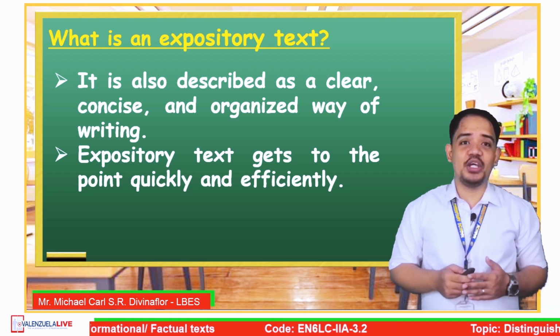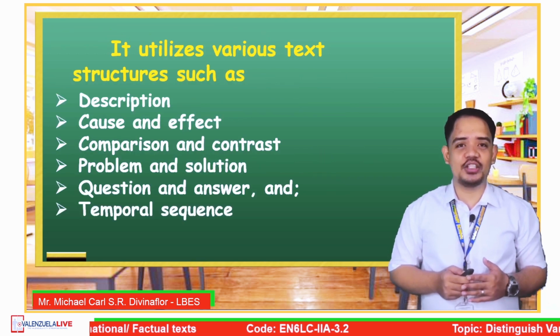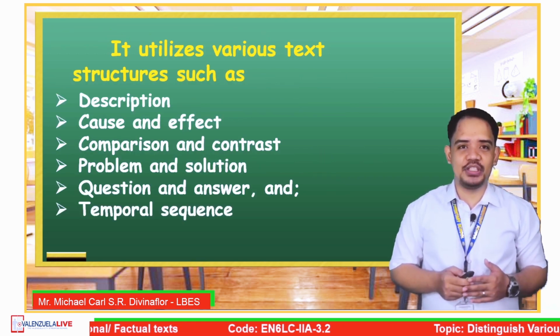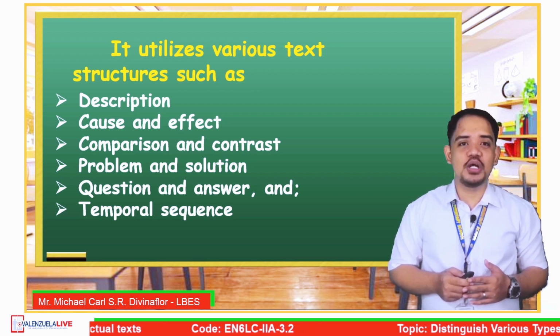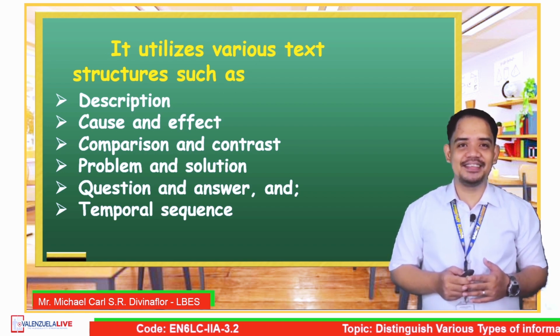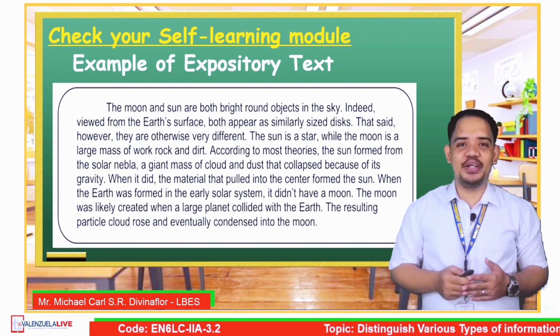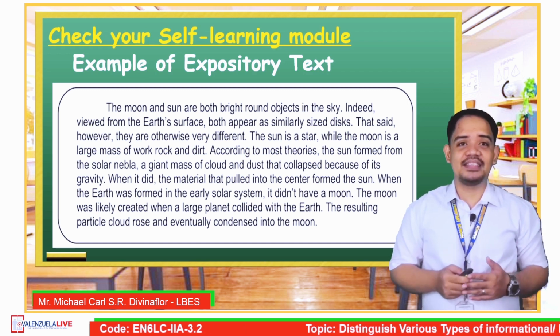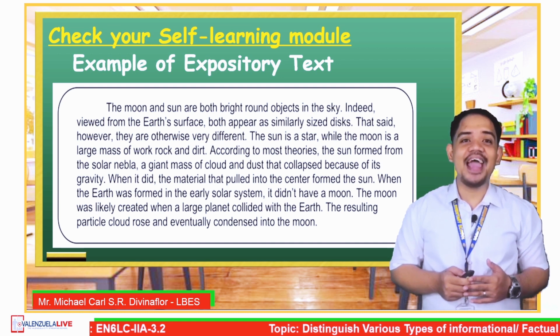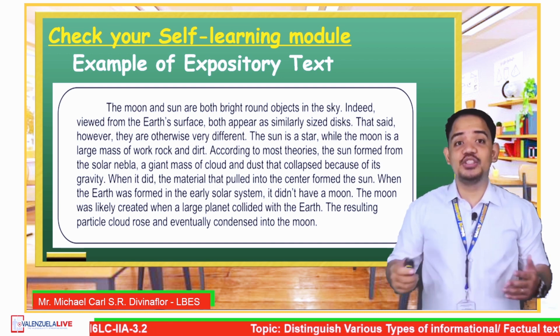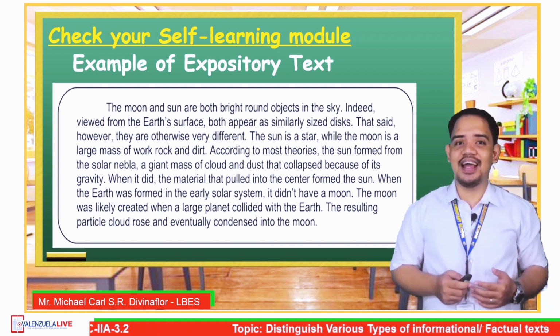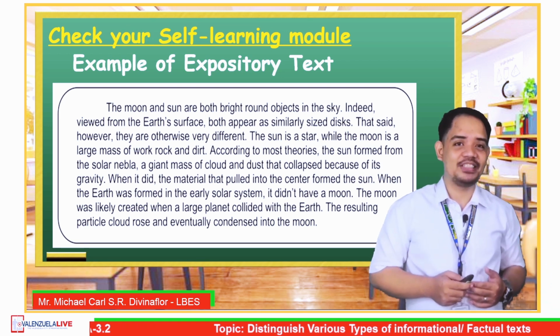It does this by utilizing various text structures such as description, cause and effect, comparison and contrast, problem and solution, question and answer, and temporal sequence. In your self-learning modules, the example text is the comparison and contrast between the moon and the sun. Join me in reading the text. Are you ready? Let's read.